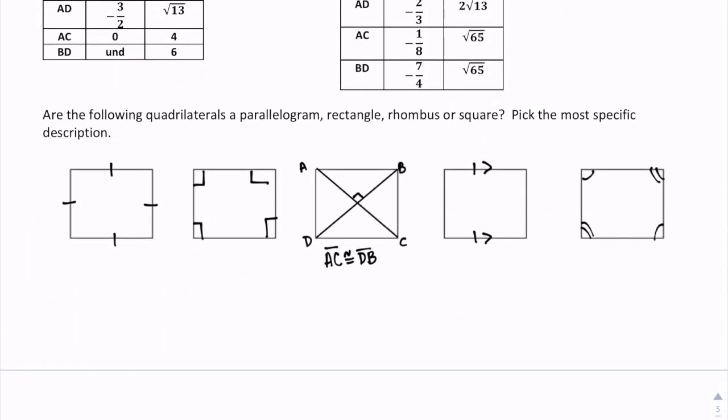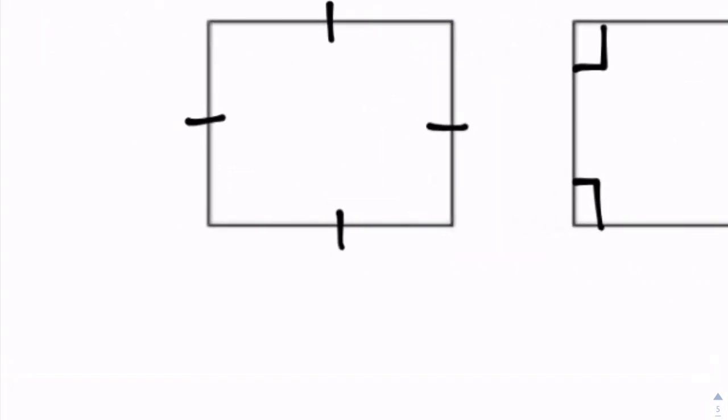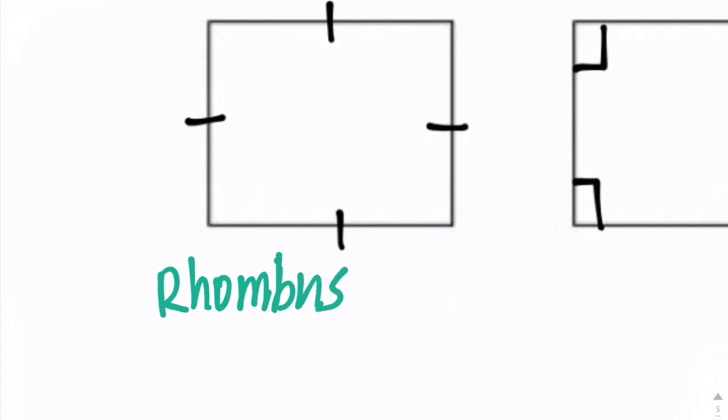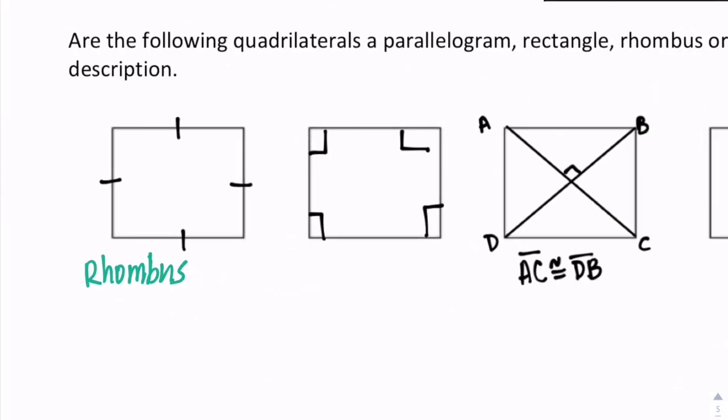And then we're going to look down here. Are the following quadrilaterals a parallelogram, rectangle, rhombus, or square? All right, these all look very similar, but they have different markings. This quadrilateral is telling me that all the sides are congruent. If all the sides are congruent, I know it's a rhombus, right? And that's pretty much all I know. Well, if it's a rhombus, then it's also a parallelogram, right? But we don't have to write that. It just says state the most specific one.